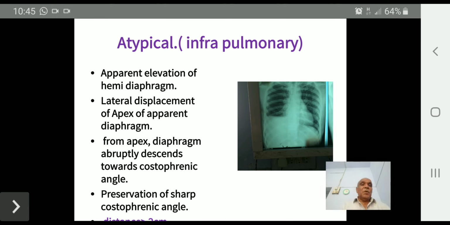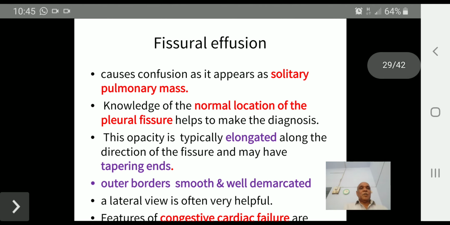If the apex of the dome of diaphragm goes laterally, then we may suspect subpulmonary or infrapulmonary effusion. From apex to the left CP angle, there is a sharp reduction, and with preservation of the sharp costophrenic angle, then we suspect infrapulmonary effusion. Fissure effusion.